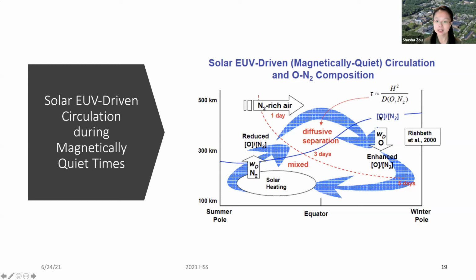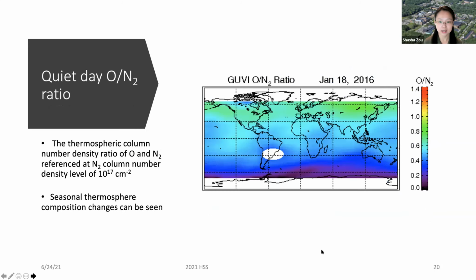So if you combine this with what we just discussed about the F2 layer density controlled by the O/N2 ratio, you will now start to understand how this large-scale thermosphere circulation controls the hemispheric ionosphere asymmetry, right? So next, let's look at some real examples.